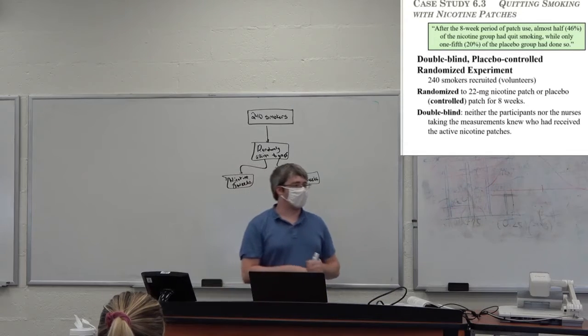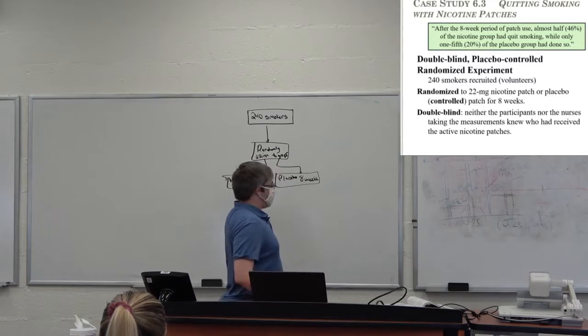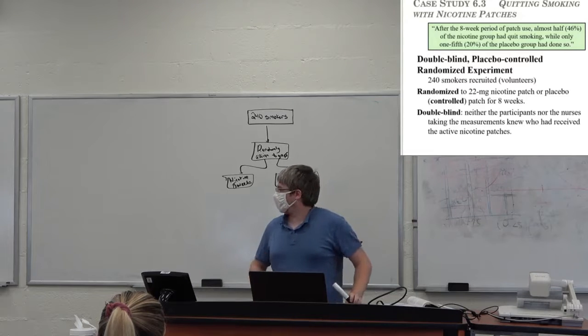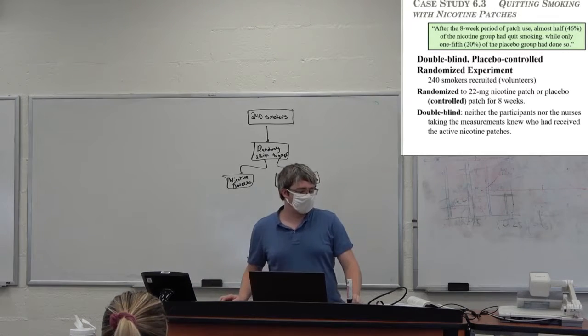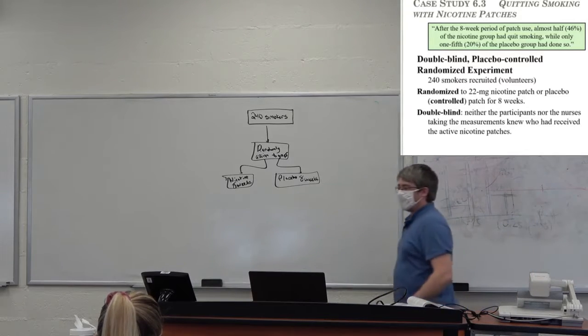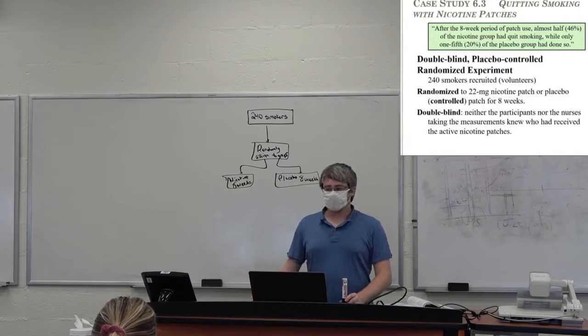Can anybody let me know why it might be important to do a blinding here when you're understanding the difference between the different patches? So why would I want to blind here? Why not just say, okay, I'm giving person A the nicotine patch, person B, I'm giving you the placebo patch, one that doesn't have the nicotine in it?